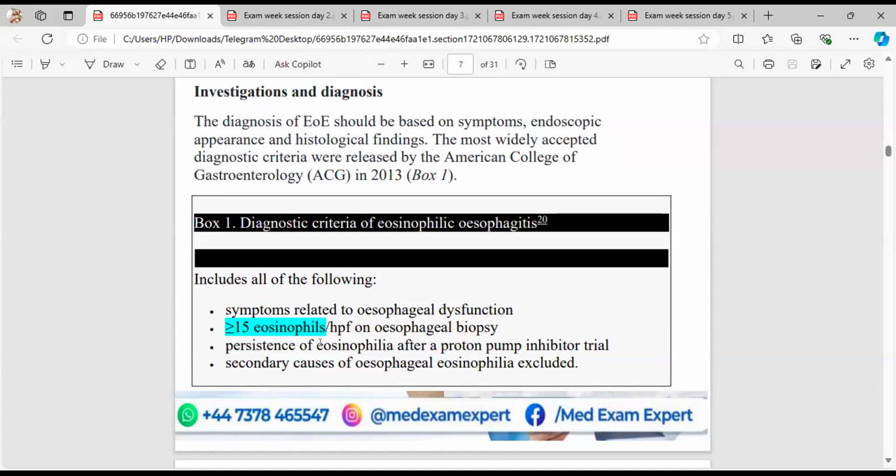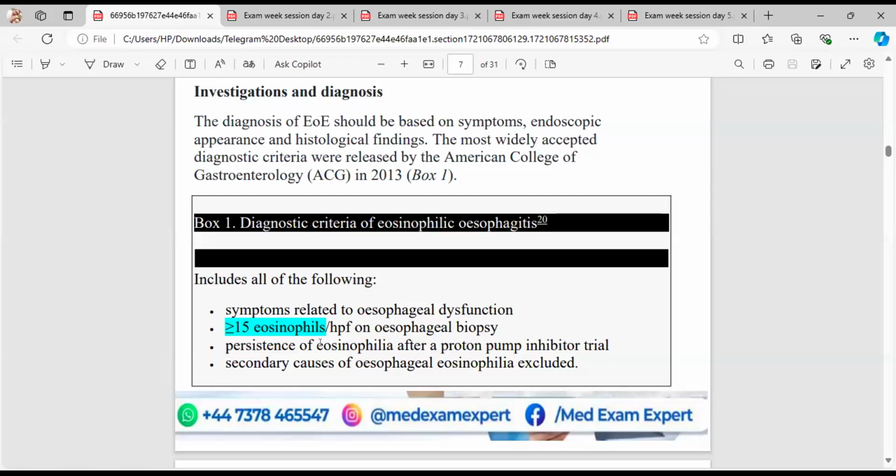Then doctors get confused. Mostly doctors say they will do the PPI trial first. Why are you doing the PPI trial? We do the PPI to distinguish between GERD and eosinophilic esophagitis. But if the patient is already diagnosed with eosinophilic esophagitis, then what is the role of PPI in that patient? There will be no role. There is no role of PPI in the treatment of EoE. Why do we do the trial of PPI? Just to distinguish between GERD and eosinophilic esophagitis.